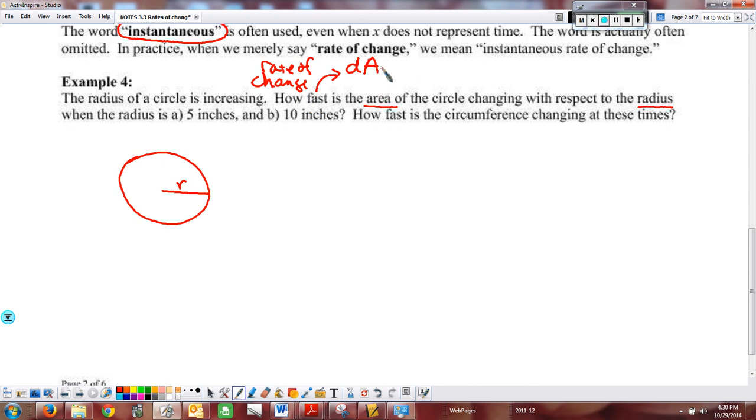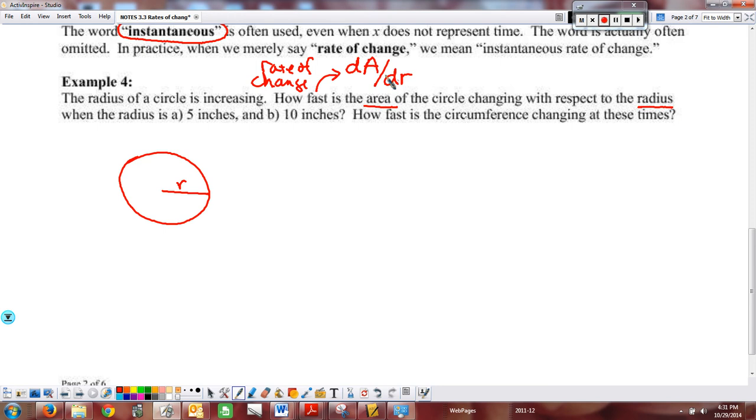The area, but we're looking at it with respect to the radius. So this is dA/dr. Now, this is a very, very important concept. We're trying to take the derivative of the area with respect to the radius. We may be interested later on in how the area is changing with respect to time and how the radius is changing with respect to time. Those would be different rates of change. But in this problem, we're looking at how fast the area is changing with respect to the radius.